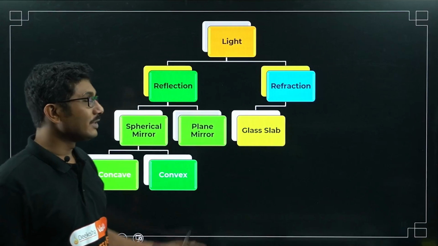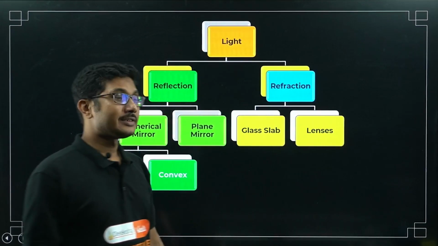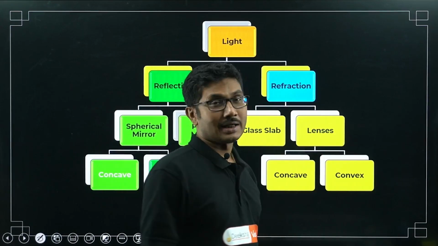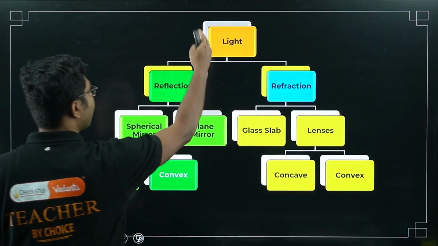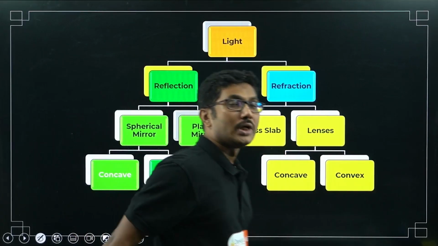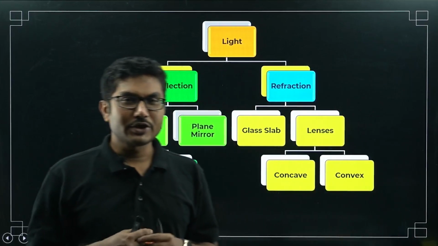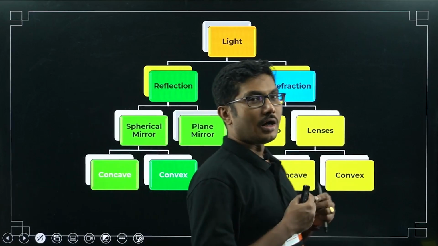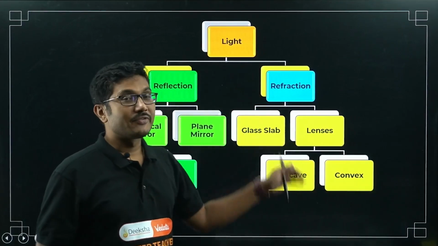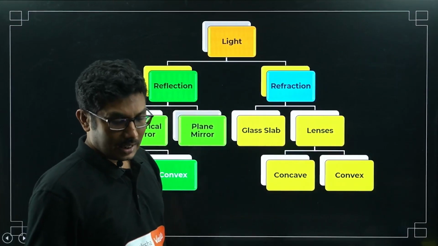In refraction we have a glass slab and we have lenses. These two are very important concepts. Then we have concave lens and convex lens. Both are there in our refraction part. Today we will cover whatever is on our left hand side; whatever is on our right hand side we are going to cover on Monday, because Saturday will be a revision class and Sunday will be your test. So Monday we are going to come back to this chapter and discuss everything about refraction. Today we are going to discuss everything about reflection.